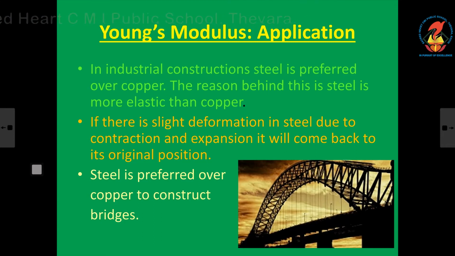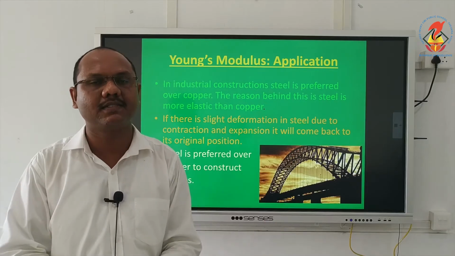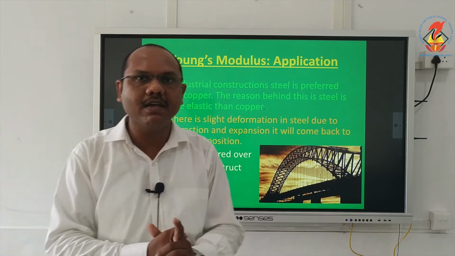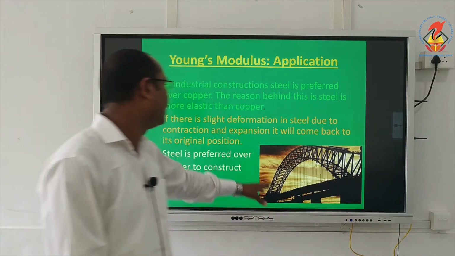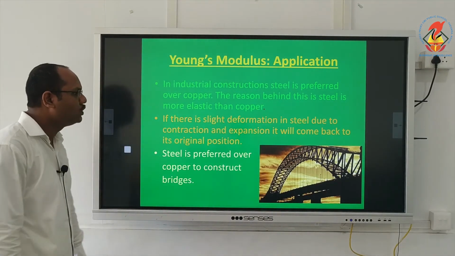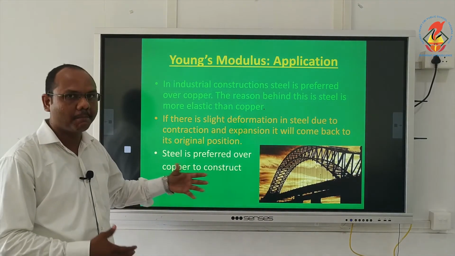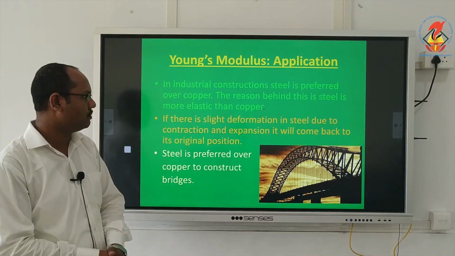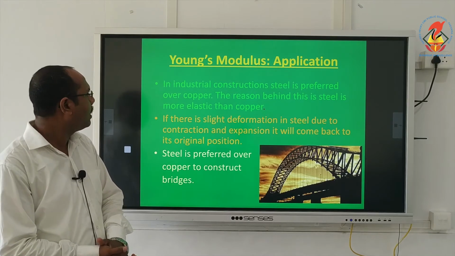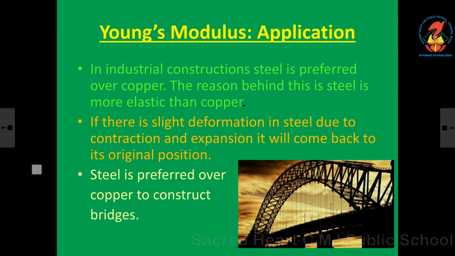getting deformed. So we will say like this, steel is having more tensile strength. That is why bridges are made by using steel and not by using copper. Understood? So in all industrial construction, steel is preferred over copper, because steel is more elastic than copper.